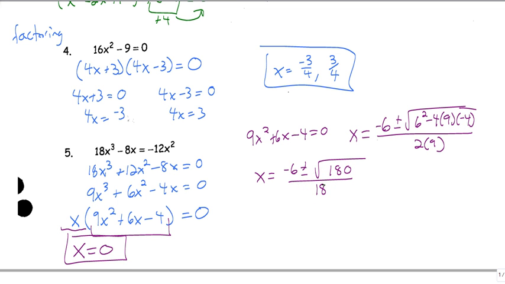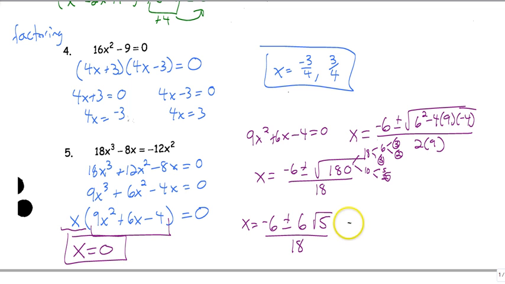Okay, so now we have to break down this radical. 18 and 10. What can we do here? 6 and 3. Okay, and then we get 5 and 2. Alright, so if I break this down, I have a pair of 3's and a pair of 2's. So that's going to net a 6 outside. So I get x is equal to negative 6 plus or minus 6, and then I'm left with a 5.